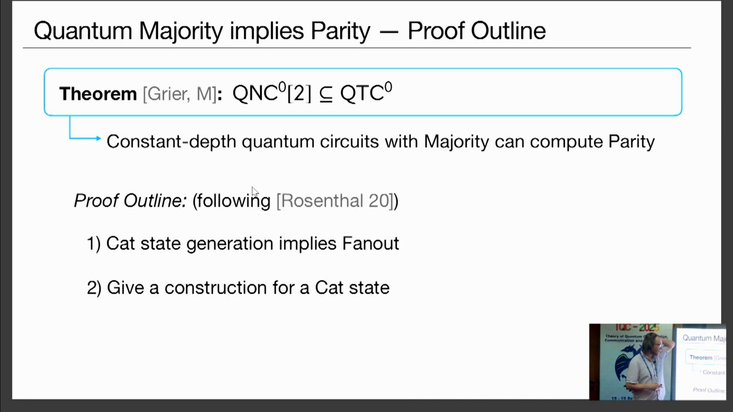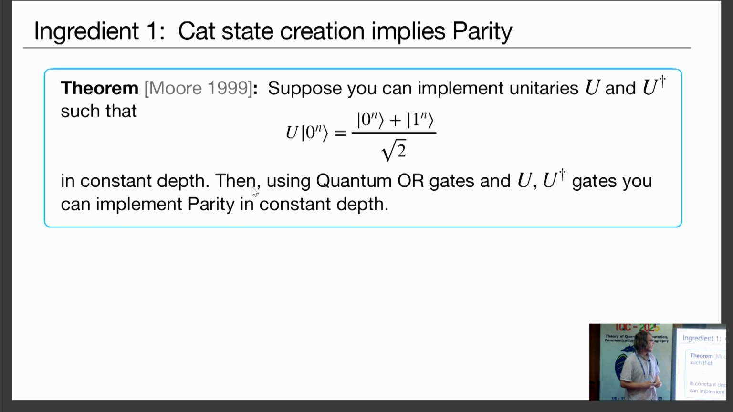So, for the rest of the talk, I'm going to sketch some idea of how to prove this, how to compute fan-out or parity just using majority gates and 1 and 2 qubit gates. This will go along the lines of a result proven by Rosenthal in 2020, where first we show that there's a state preparation task which suffices to compute fan-out, and then we'll give a circuit which performs exactly this state preparation task. And the state preparation task in question is the so-called cat state observed by Moore in the paper where many of these classes are defined.